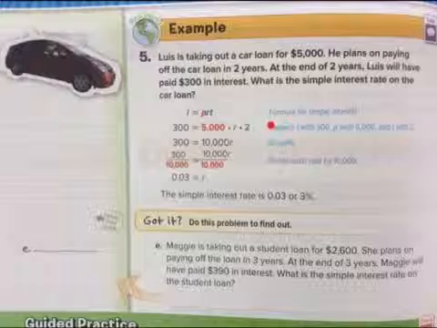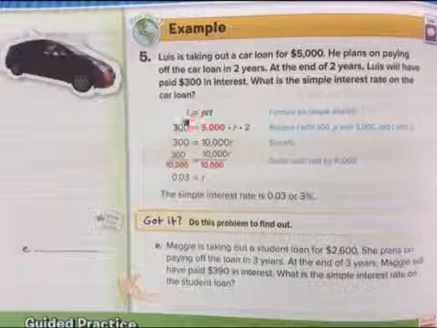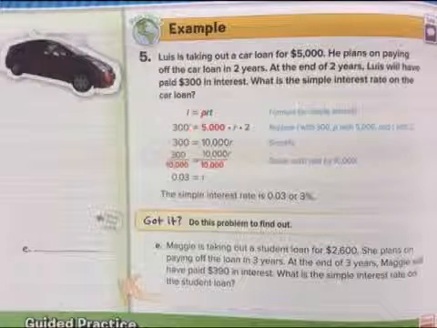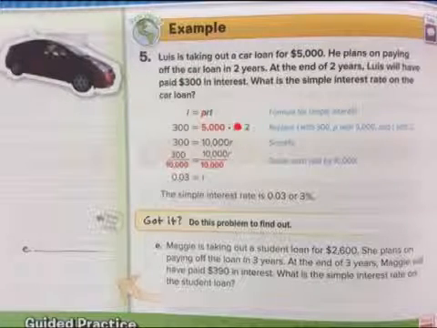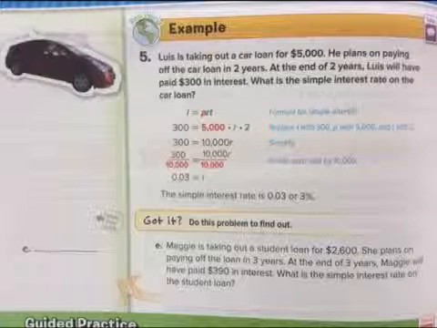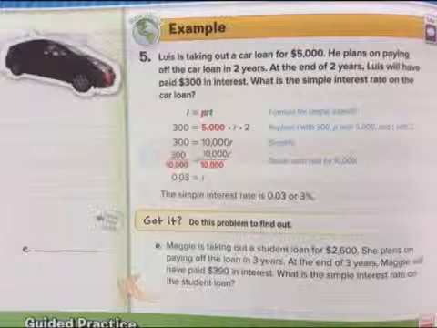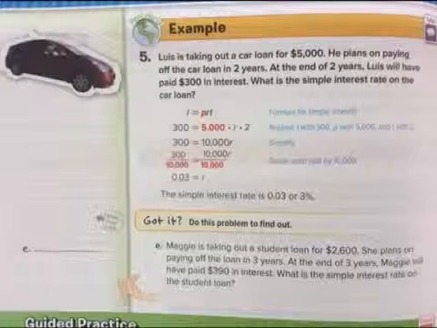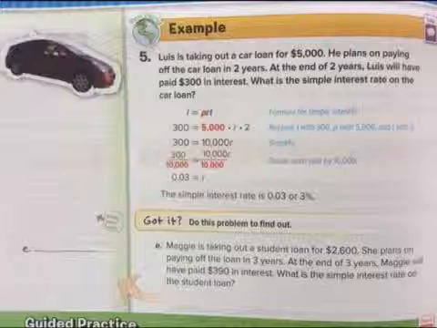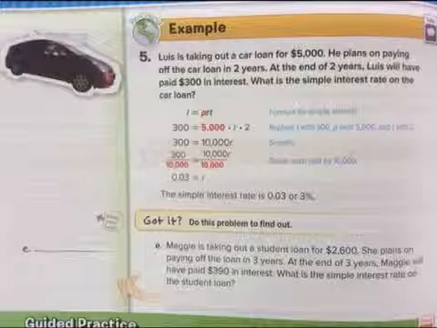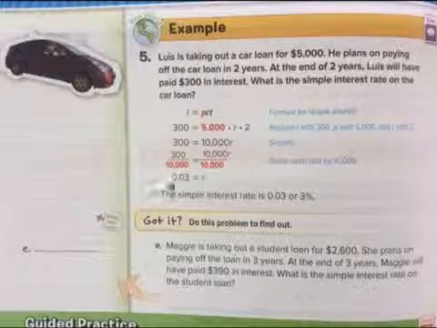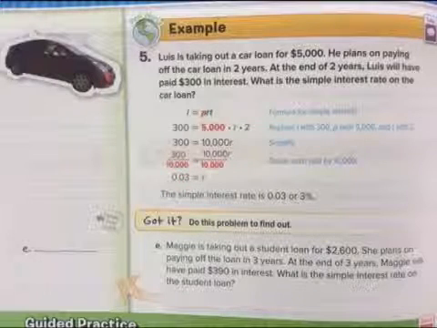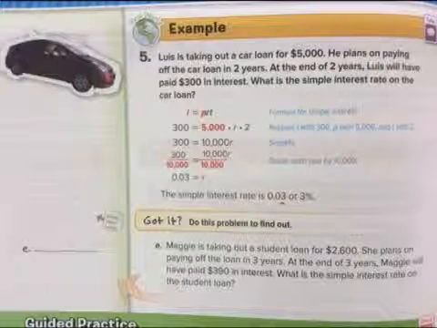So all we did here now is replace the variables. We know the interest. They told us it's $300 of interest, what he paid. $5,000 is the amount that he borrowed, so that's our principal. We don't know the rate, but we know that he did it for 2 years. So what we're going to do is solve for this side. 5,000 times 2 is 10,000 R. And in order to get rid of the 10,000, we divide on both sides to the point that we get 0.03 equals R. So our interest rate is 3%.